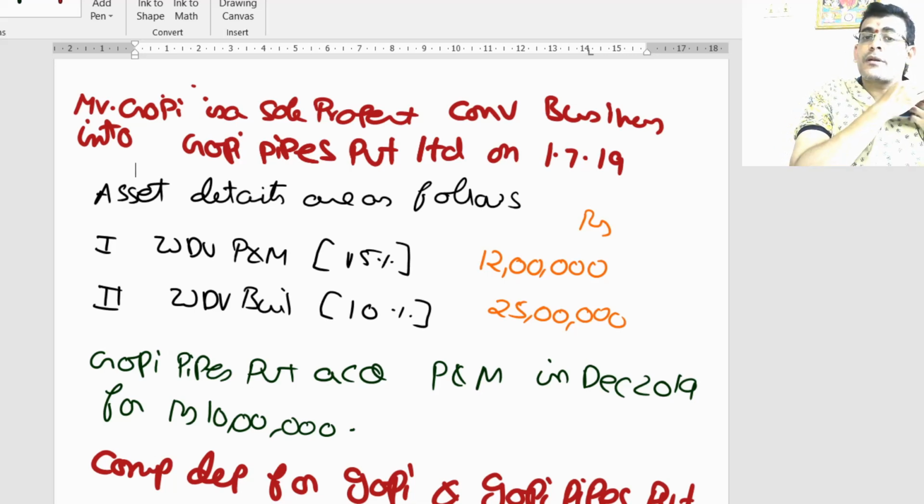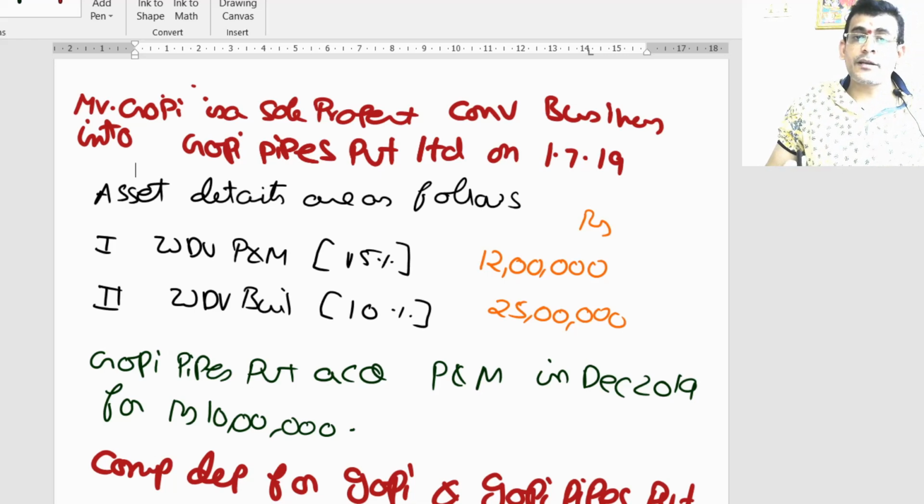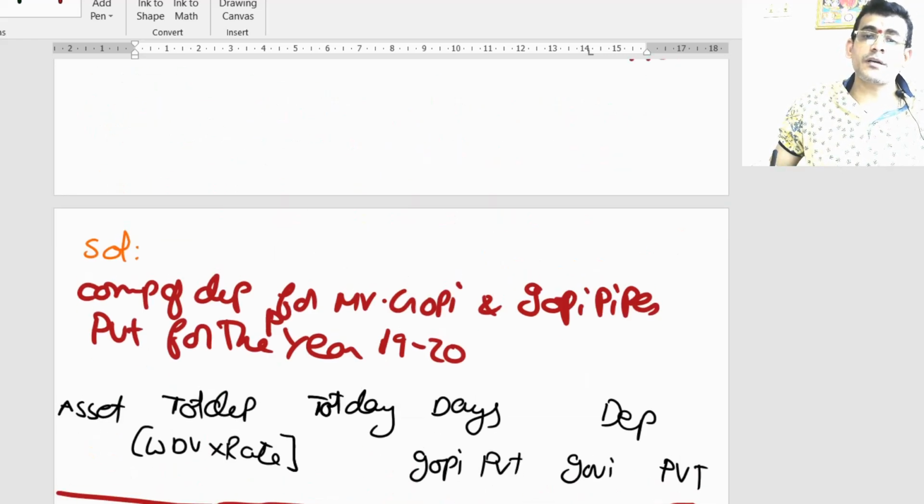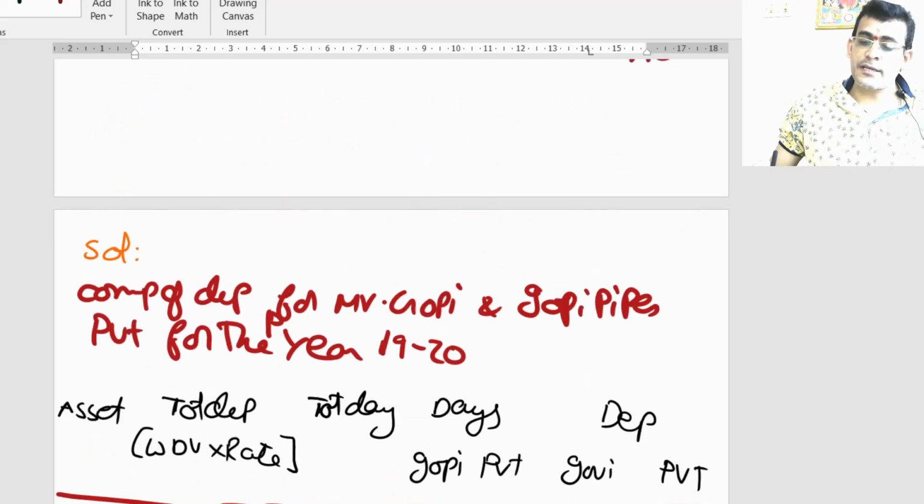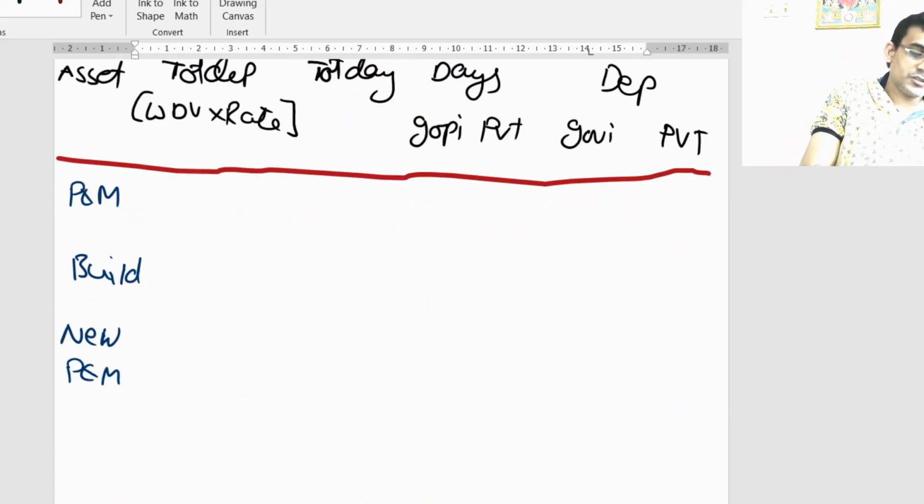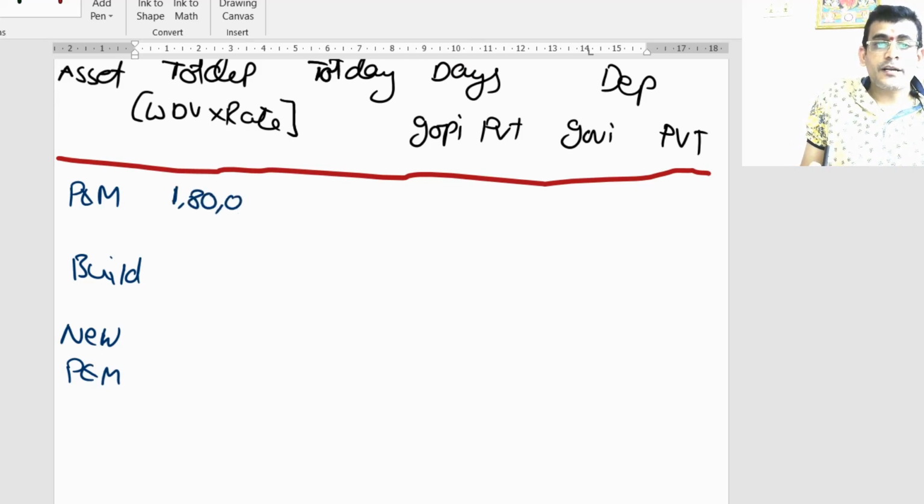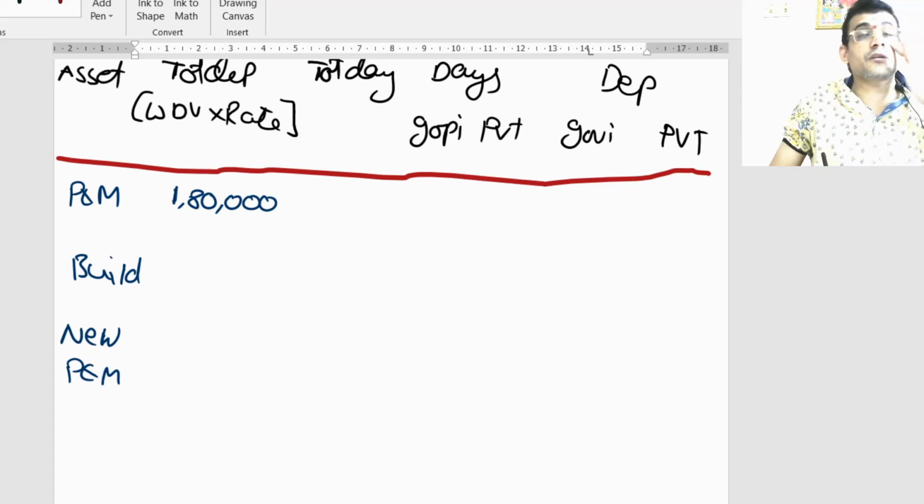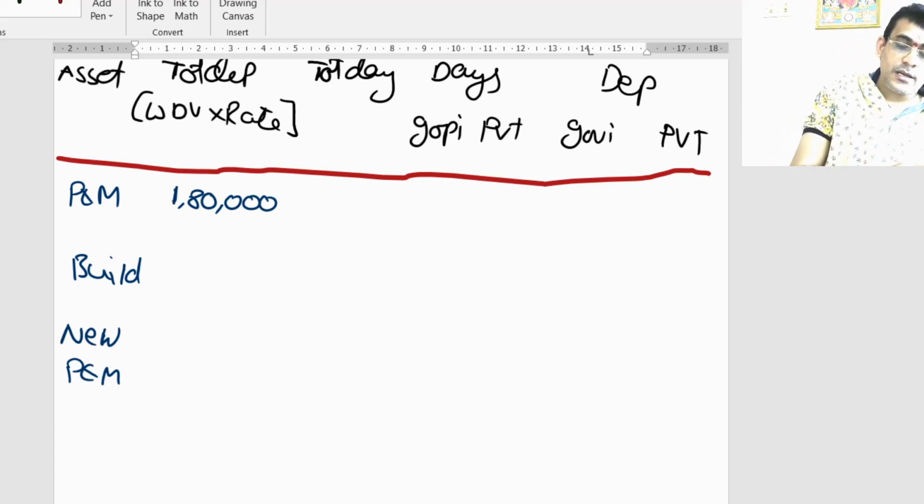In the problem it is mentioned that the opening WDV of the plant and machinery is 12 lakhs, with depreciation at 15%. That means I need to consider opening WDV 12 lakhs, of that 15% is the rate of depreciation. Let us charge 12 lakhs into 15%, that is going to give you 1,80,000. So we are getting 1,80,000 as the depreciation which you are entitled for the plant.